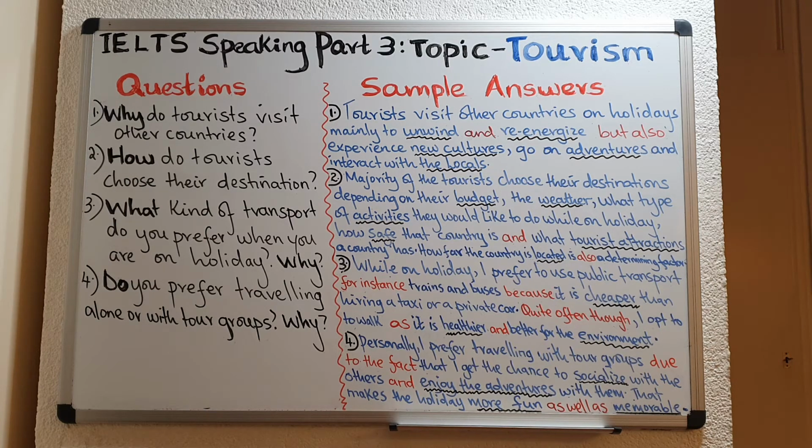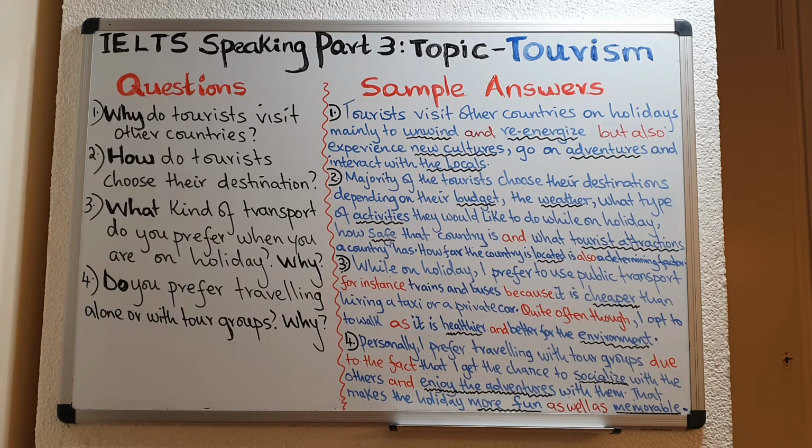I have identified what sort of things tourists take into consideration before they choose their holiday destination, before they decide in which country are we going to spend our holiday. They think about their budget. Budget means how much money you have to spend on a holiday. That is your budget. Then the weather.